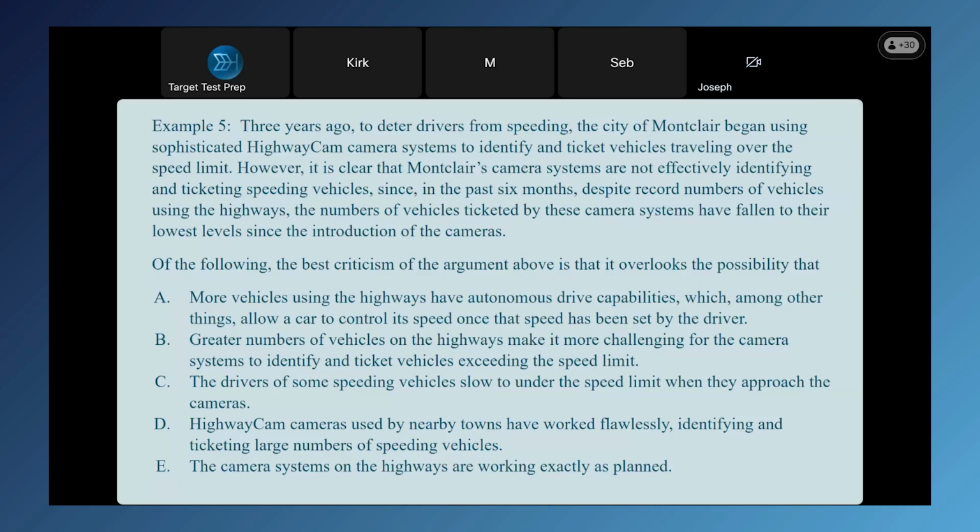So when the conclusion says it's clear that the cameras are not effectively identifying and ticketing speeding vehicles because in the past 6 months, even though more vehicles than ever have been on the road, there have been way less vehicles ticketed, it fails to consider that maybe the plan worked as intended and that they have effectively deterred drivers from speeding. So E is a logical flaw.